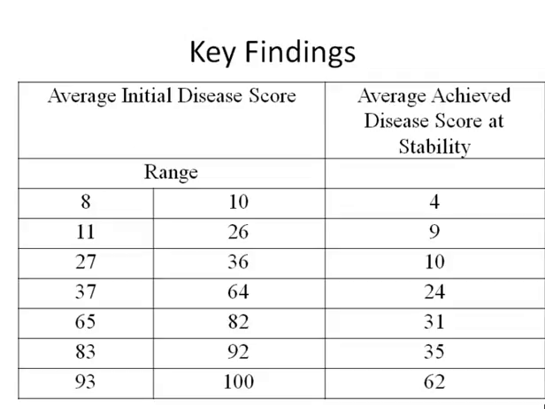From this data, we can see that patients presenting with higher disease scores can be stabilized at a lower score, but on average, the score at which stability is reached will be higher for patients presenting with higher initial disease states. Dentists can use this information to appropriately set the expectations a patient might reasonably have following treatment.